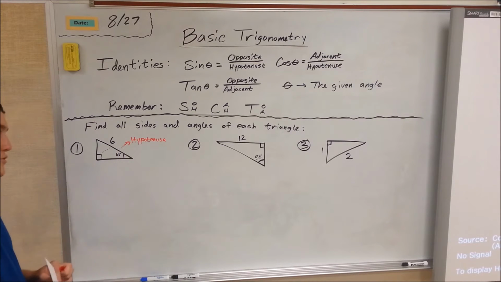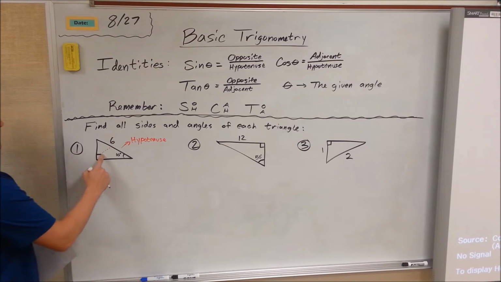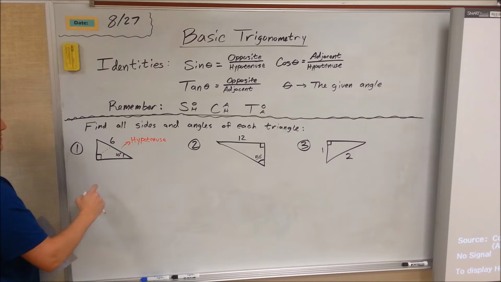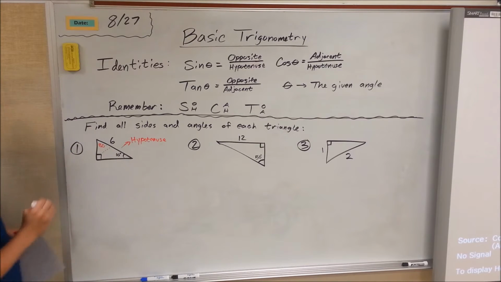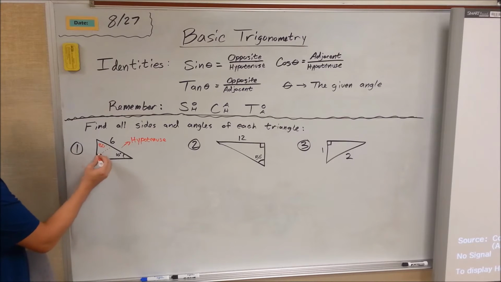Well, the angles are pretty easy because we know this is 90 and this is 10, so that's 100, and it adds up to 180. So we know this angle has got to be 80. Okay? Finding sides is a little bit different because we have to use sine, cosine, and tangent. So say we wanted to find this side, x, and we'll call this side y.